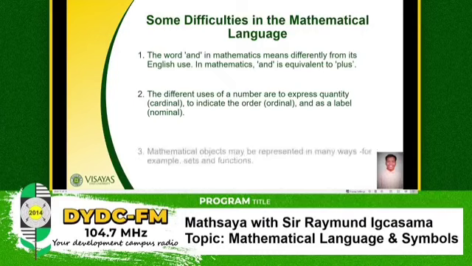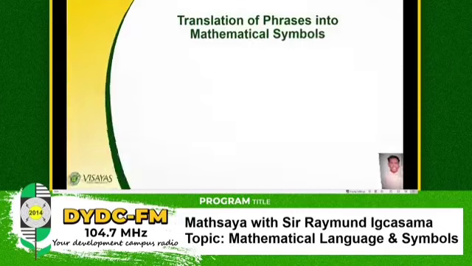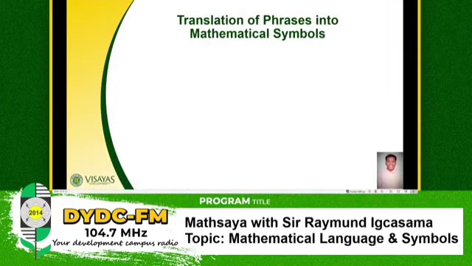And number 3, mathematical objects may be represented in many ways. For example, sets and functions. So there are a lot of ways to represent mathematical objects. And the last part is how we are going to translate phrases into mathematical symbols.